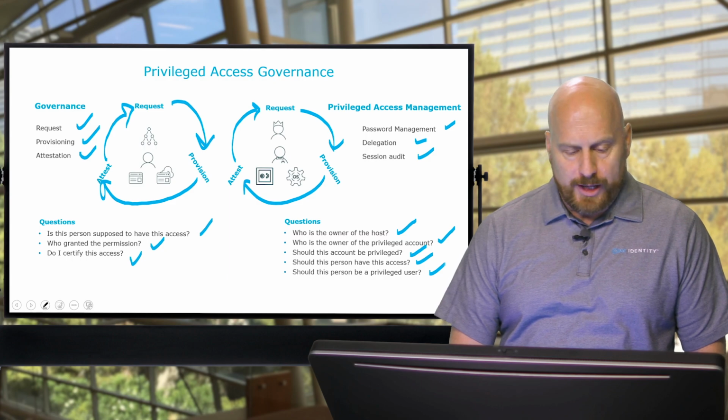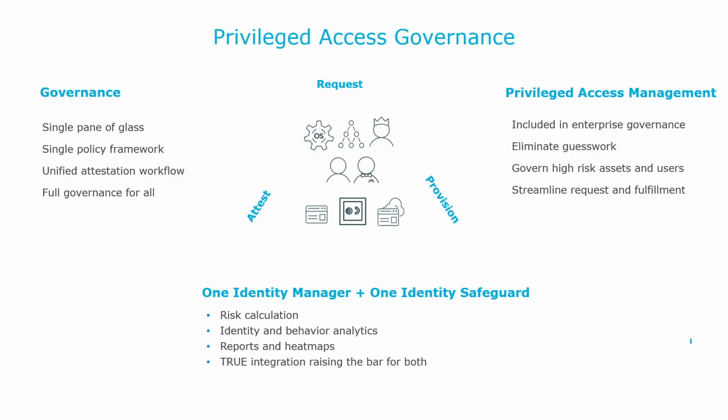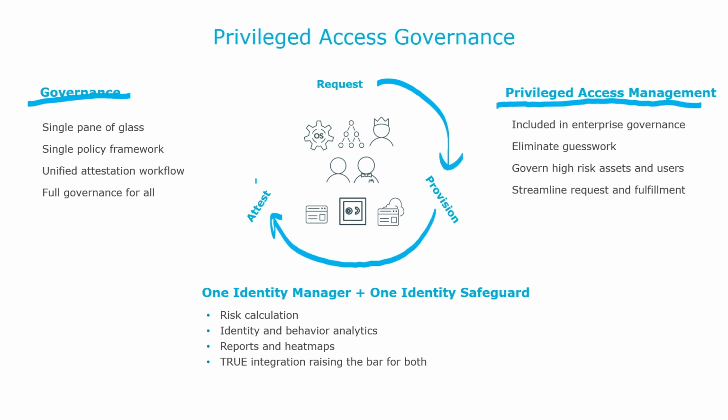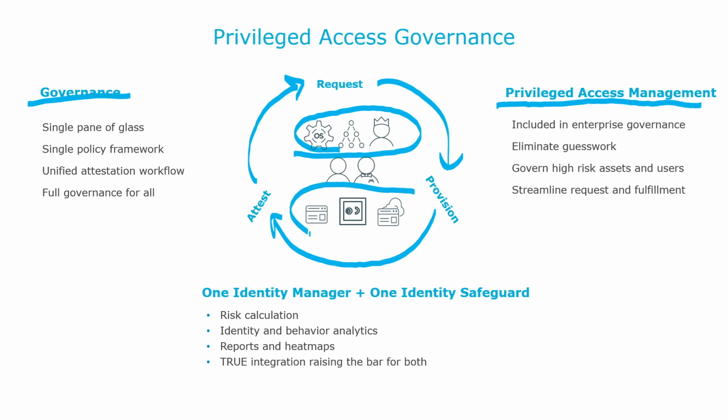So let's talk about how we can do that. So imagine if your privileged access management solution, so your password vault, your session audit, your delegation solutions, and your governance solution, your provisioning, your attestation, your workflow solution, were talking to each other, were unified, were supporting each other. Then you would have this same process of request to provisioning, provisioning to attestation, and back to request. This cycle would continue, but it would take into account all of the regular things you're using, as well as your privileged access management solutions for both your regular end users and your privileged users.